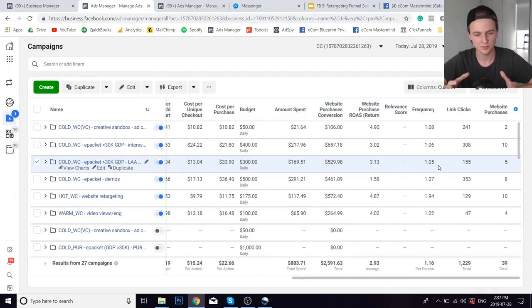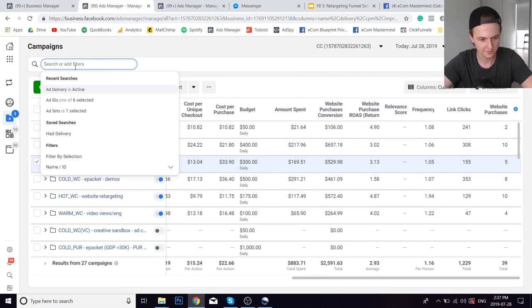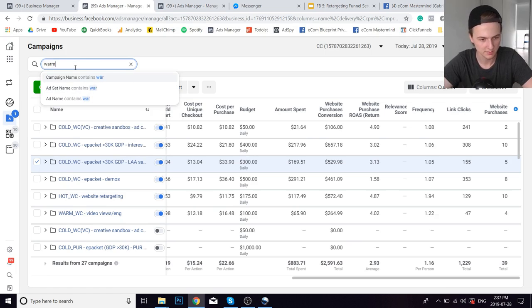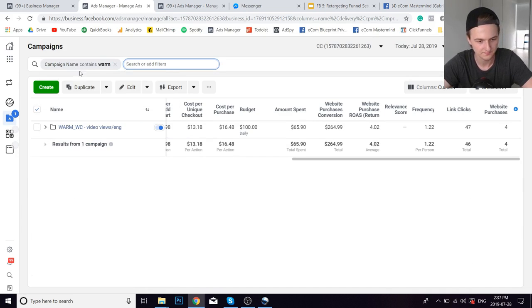So just to show you an example of this in a real ads manager. This is an ad account for the case study store, actually, the case study that is in the next module. And so if I go, so these are today's stats, as you can see, 2.93 return on ad spend, quite profitable day. And then if I go to search ad filters, I'm just going to select the warm campaign. So campaign name contains warm. So this is the warm retargeting campaign.